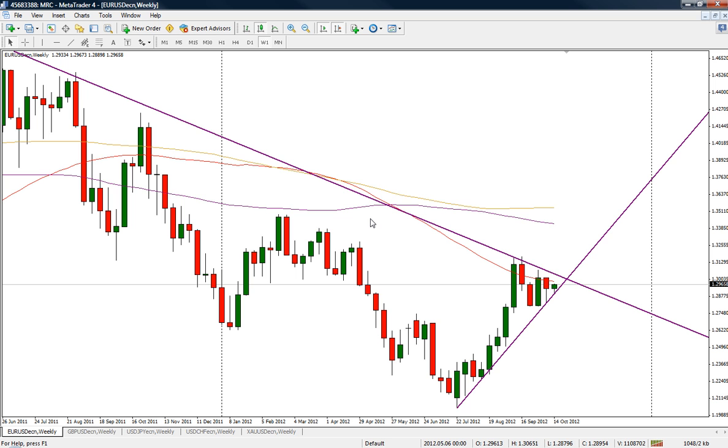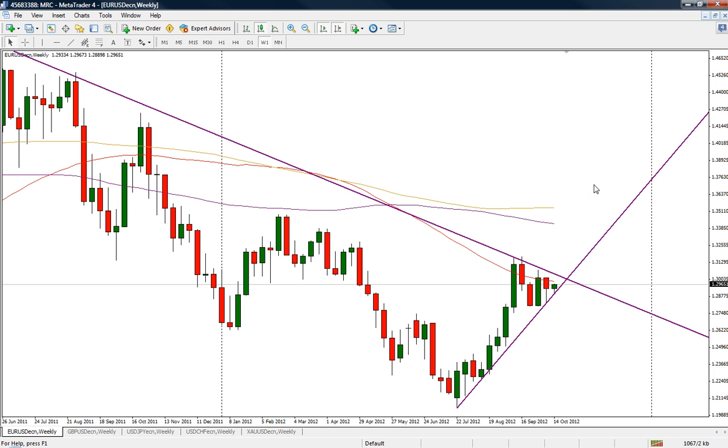Trend lines tend to get broken. You can see in last week's candle, that lower wick. This week it looks like it wants to pop up a little bit, and you can already see that starting to happen. This is Monday morning, so it's starting to happen already in the early London session.